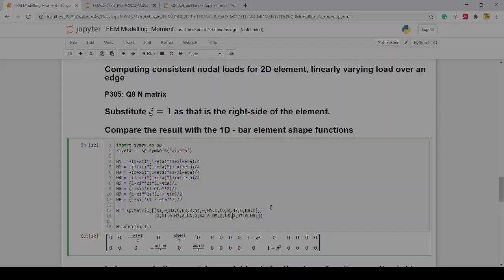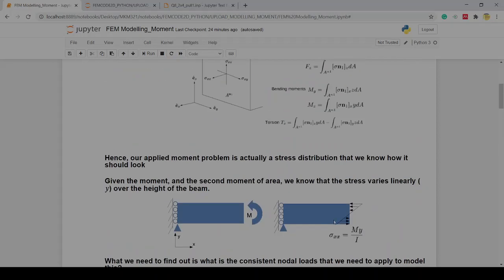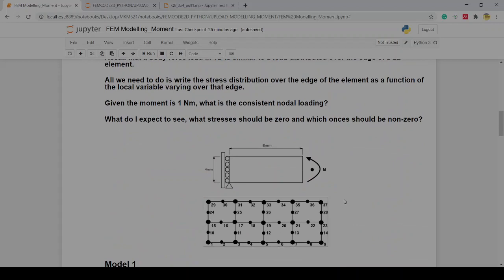But what is important is, when we look at this element here, we know that there's a linear variation of the stress. There's a maximum stress component there, and it goes down to 0. If I only model it with two elements through the thickness like this, I would like to apply maximum stress here, and then it must go down to 0 there. For this loading, with this kind of distribution on this side, how would the consistent nodal loads look?